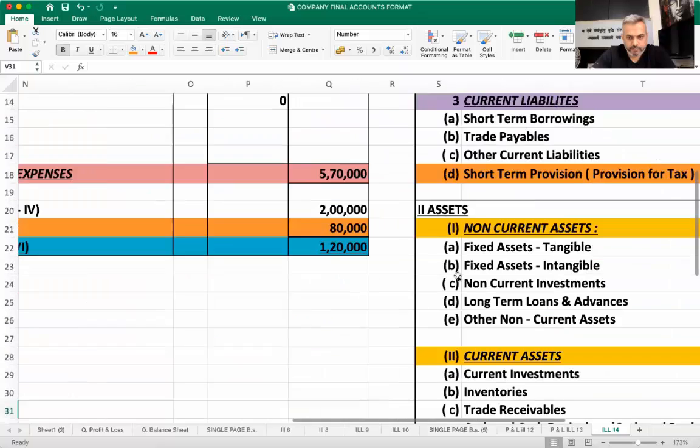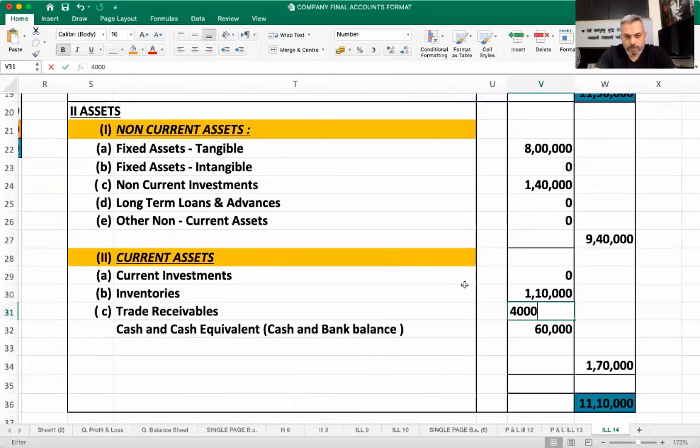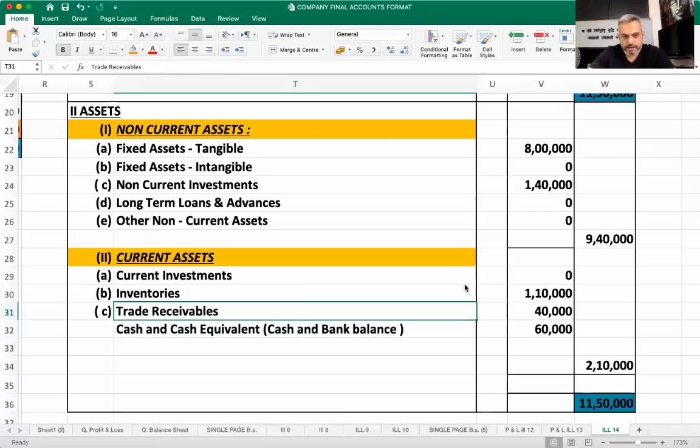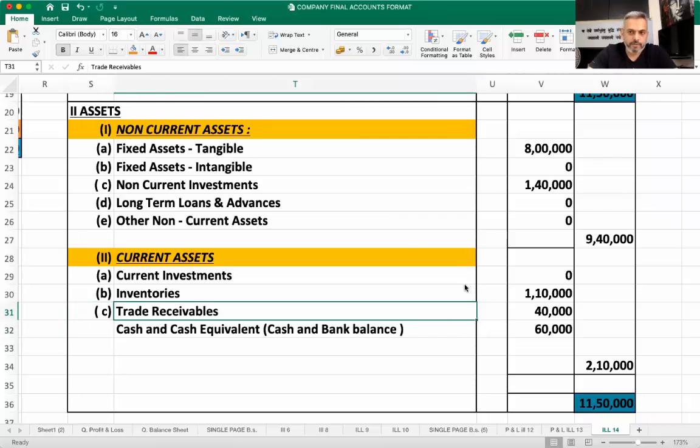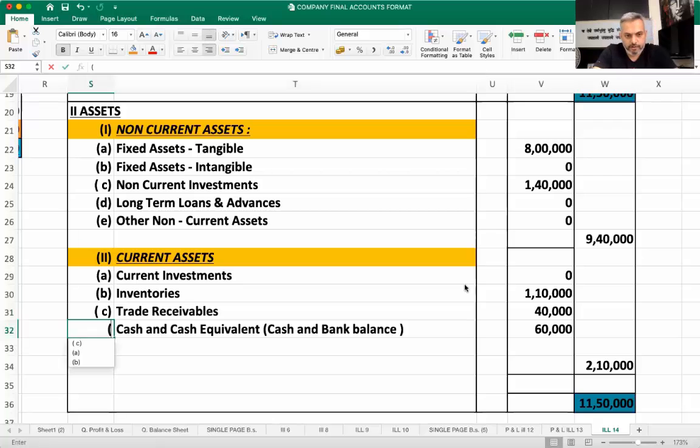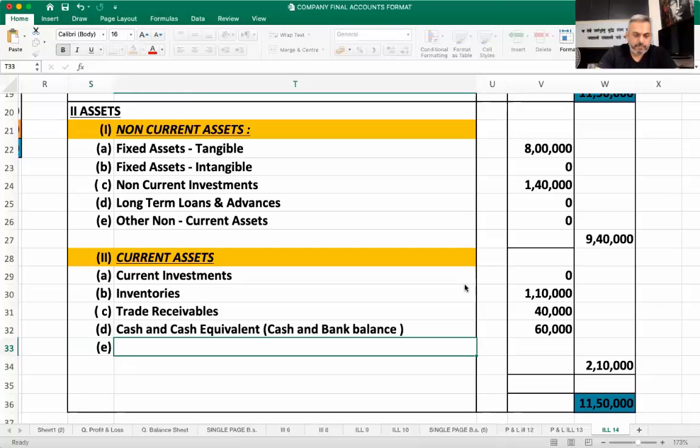Yes, that is 40,000. If you change the order over here, I don't think it would be a good thing. You have to follow the order. In case you forgot to write something, that won't be right. So please be careful. D, cash and cash equivalent, we have already written. E, other current assets.